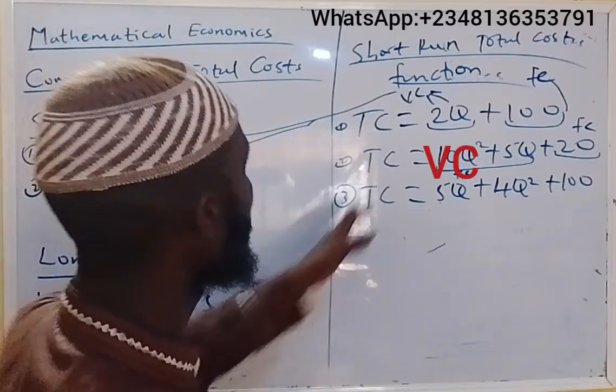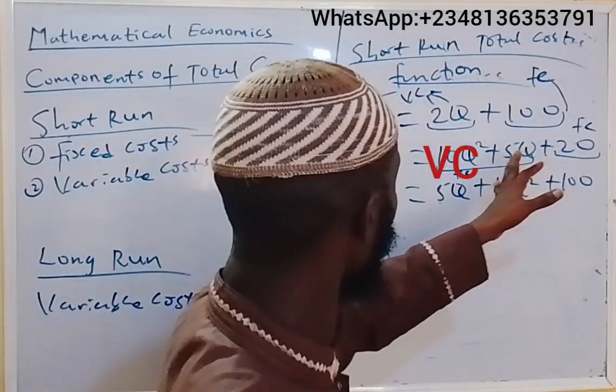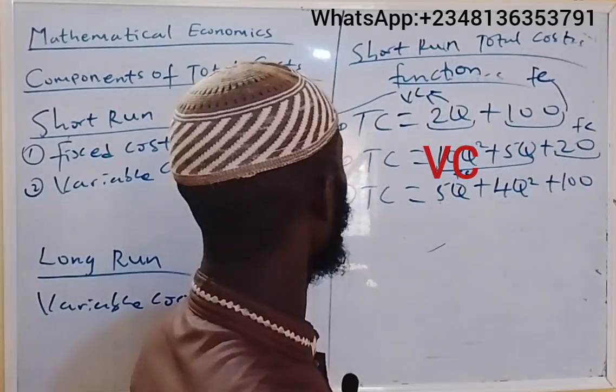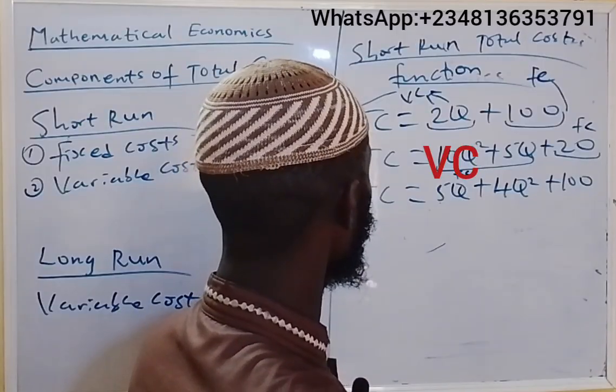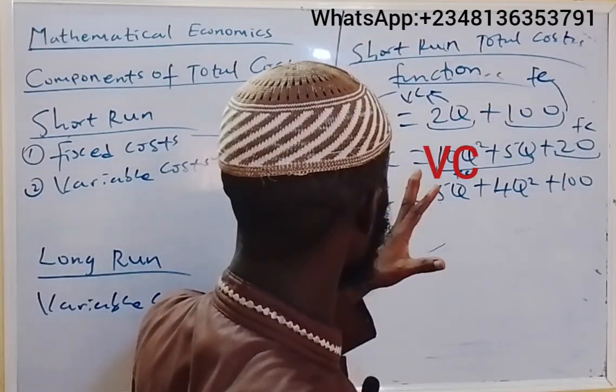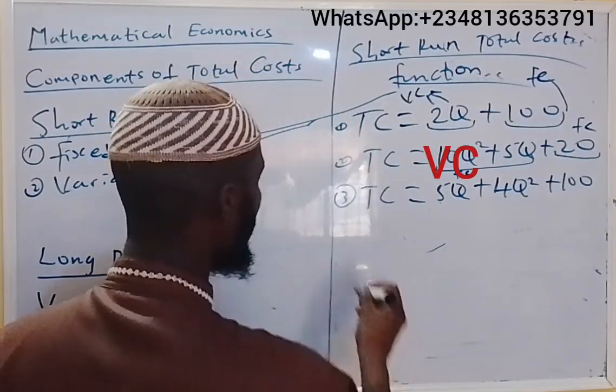So any function like this that consists of a fixed or constant part, where you have a constant in the total cost function, tells you that you have some costs that are fixed and the firm is in the short run. That's what it implies.